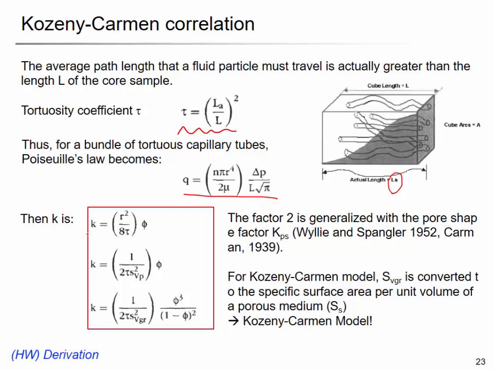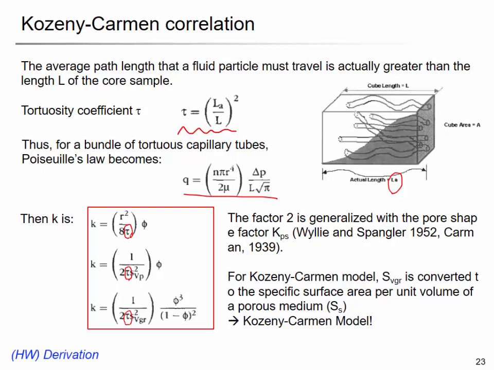Then the permeability equations like this one. So I think now we have a tau here, and tau here, and also tau here. This makes sense, because as tortuosity increases, the fluid particle has to travel a longer distance, so the permeability will decrease, right? So increasing tortuosity reduces the permeability, so it should be in the denominator.